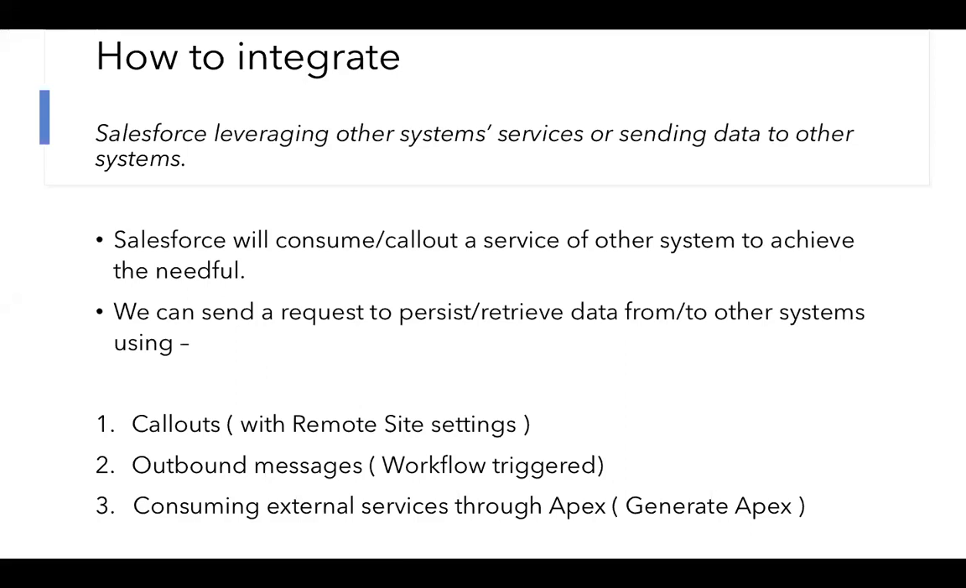The third one is probably similar to a callout, but we call it consuming external services within Apex. Through Apex or within Apex, the terminology can be used interchangeably. The 1 and 3 are the same thing done differently, which I'll show you when I do the demo. In 1, we were actually writing a request, going to the other system and coming back with a response. All of this had to be done through a method, writing in code the request, response, and all of that.